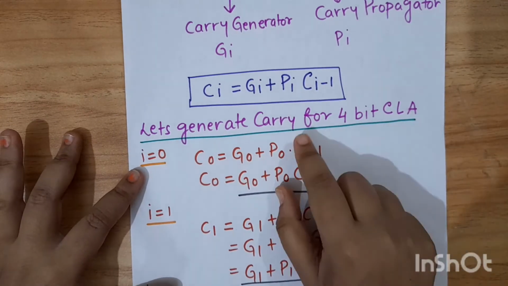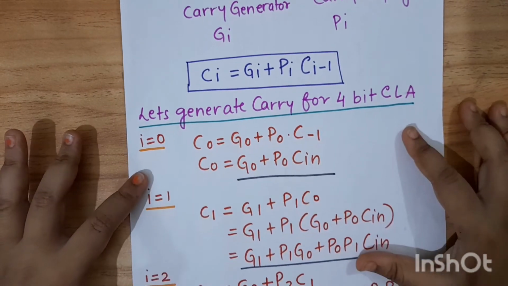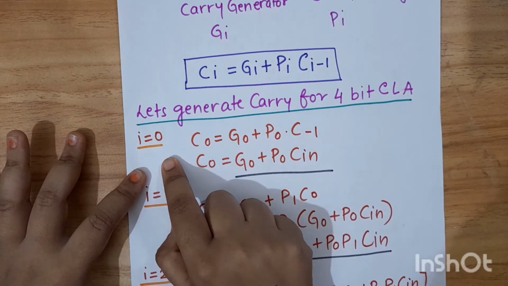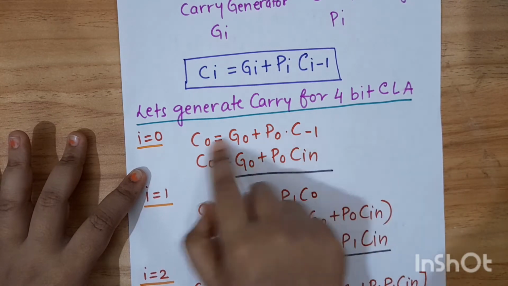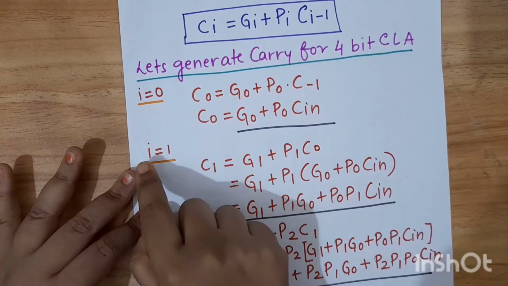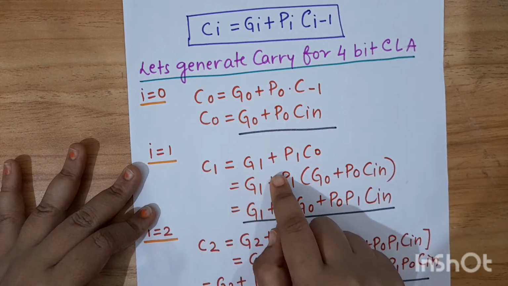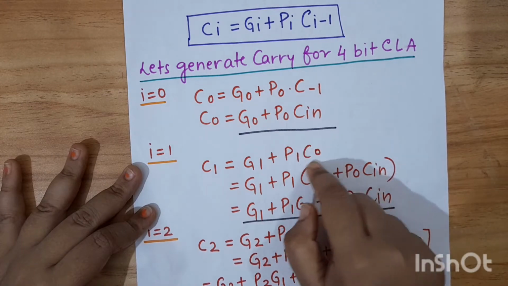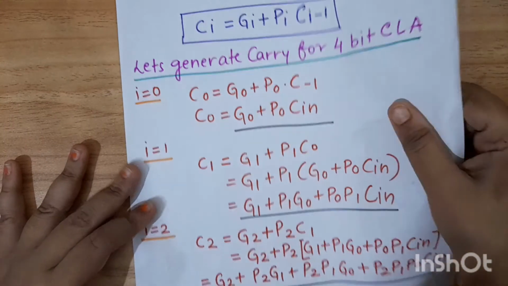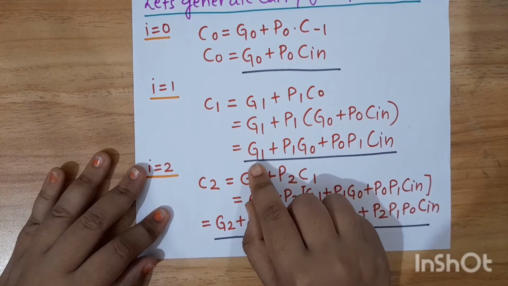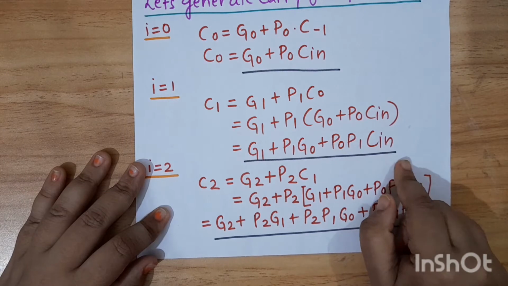Now let's generate carry for 4-bit carry look ahead adder. So i is equal to 0. So C0 is equal to G0 plus P0 Cin. This is the equation. i is equal to 1. C1 is equal to G1 plus P1 C0, and C0 can be replaced with this expression, and the final value is G1 plus P1 G0 plus P0 P1 Cin.